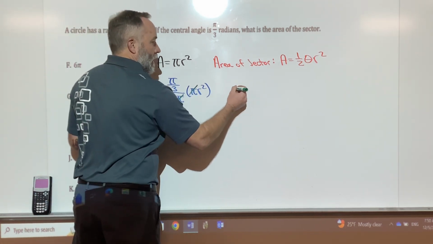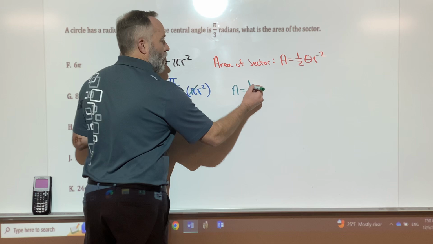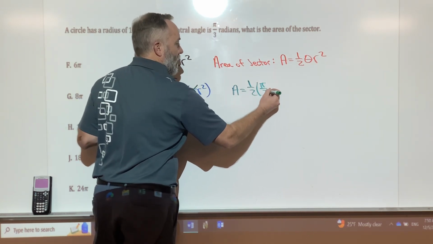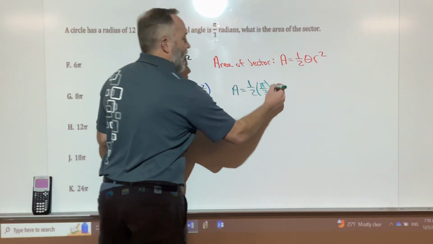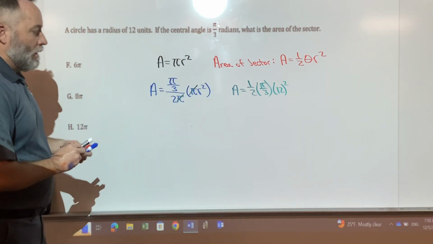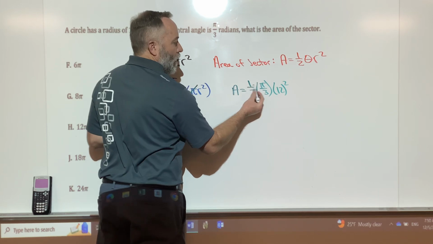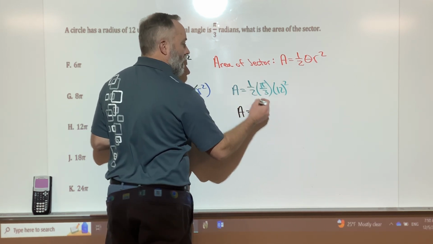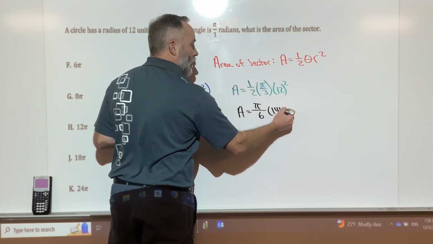I'll just plug in over here next to this so we can make that connection. It's 1/2 times theta, which is pi thirds, times our radius, and our radius is given to us as 12, so times 12 squared. Okay, and so then if we just simplify that, we have 1 times pi is pi. So in the numerator is pi. 2 times 3 is 6. And then 12 squared is 144.